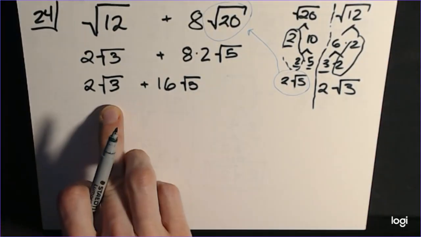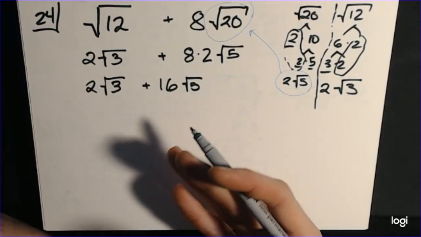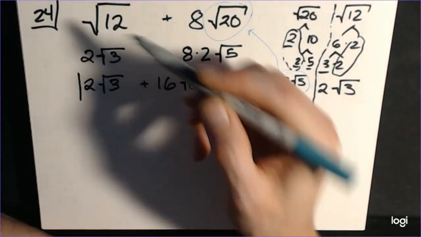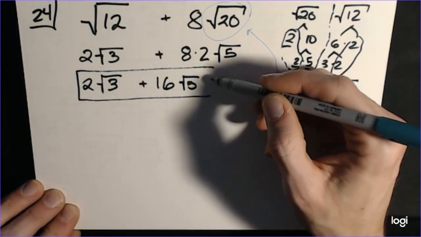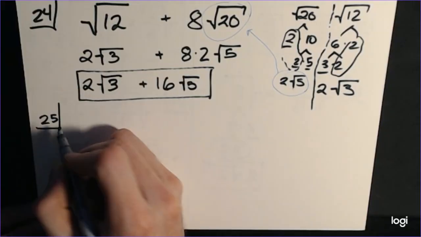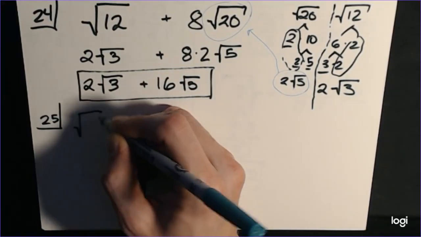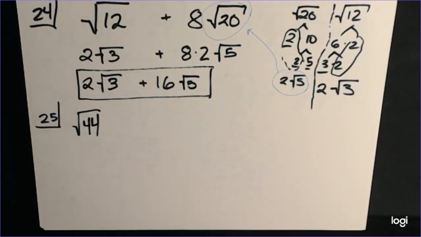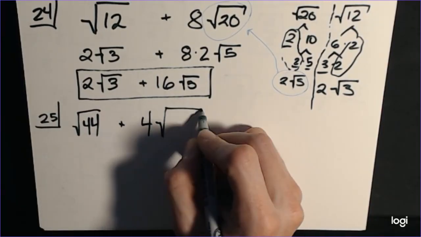Now, square root of 3, square root of 5, these are not the same, so we cannot add these. We are done. We put a box around our answer, and we can go to the next problem. 25. We have the square root of 44 plus 4 times the square root of 20.